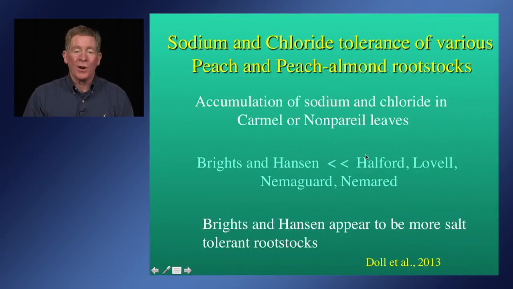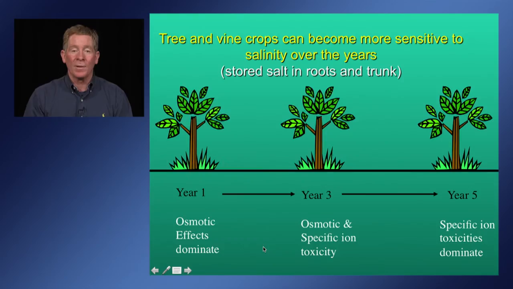Now, an experiment by David Dahl in 2013 started looking at some of the more popular cultivars of almond. And what they found is that a couple of the cultivars like Brights and Hansen accumulate substantially less sodium and chloride than those same varieties, either Carmel or Nonpareil, grafted on top of Halford, Lovell, Nemaguard, and Nemared. In other words, when these particular almonds are grafted on these more tolerant rootstocks, the plants are a lot more tolerant because the salt is excluded. So therefore, Brights and Hansen appear to be much more tolerant rootstocks than these other almond rootstocks.